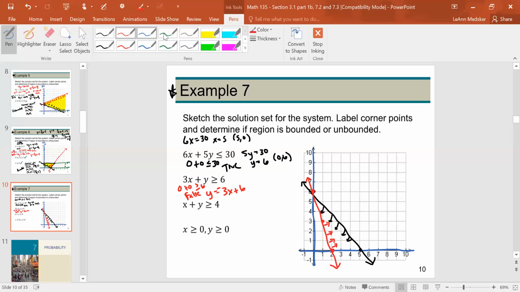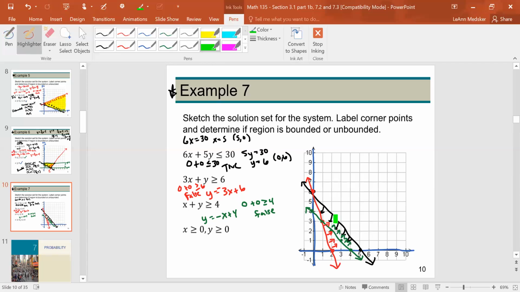And then the last one, which I'm going to do in green, would be y equals negative x plus 4. Or we could get that the x and y intercepts are both 4. But this would be 4, down 1, right 1, down 1, right 1. And this time 0 plus 0 is greater than or equal to 4 is false. So again, we're shading away from our origin.